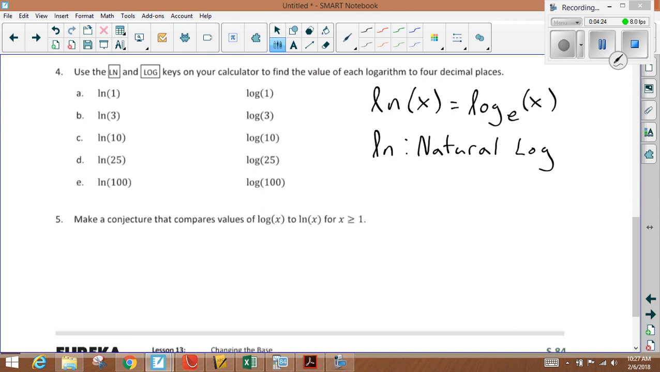So hey, and this is a total side trip that we're taking, but if natural log is log base e, right? Then shouldn't it be the case that log base e of e, what should that be? 1. It should be 1. Let's check it.